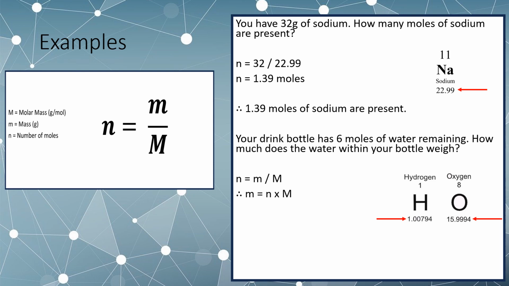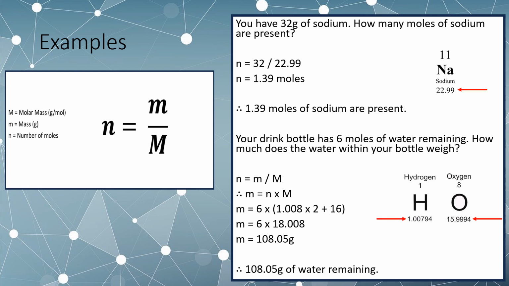So we get mass is equal to 6 times 1.008 times 2 plus 16, which gives us mass is equal to 6 times 18.008. Then our mass is equal to 108.05 grams. Once again, it's good to finish with a statement. So in this case, therefore, 108.05 grams of water remaining.